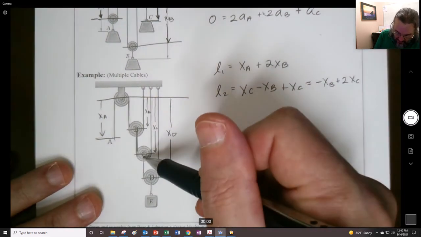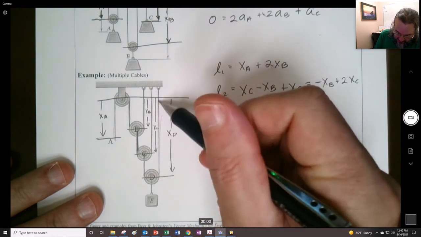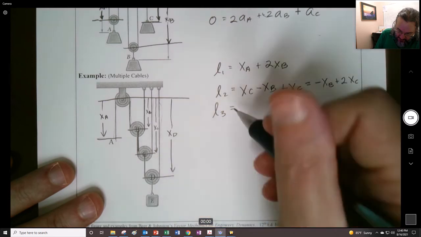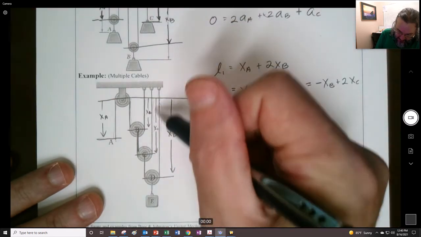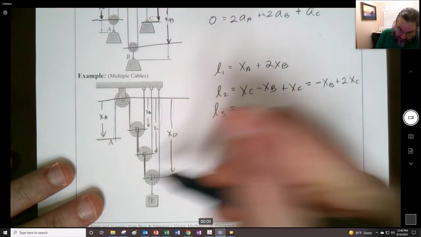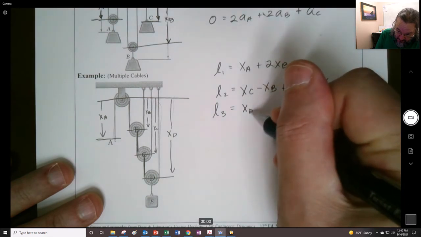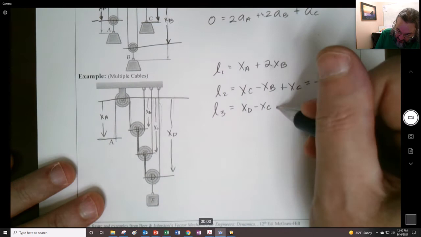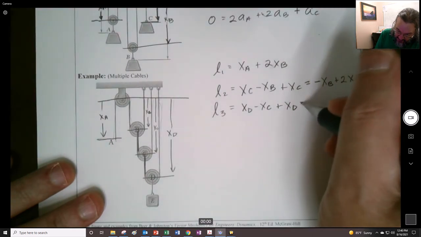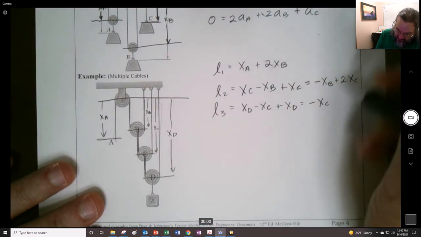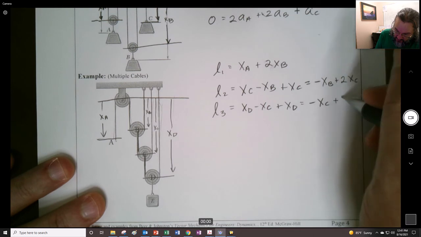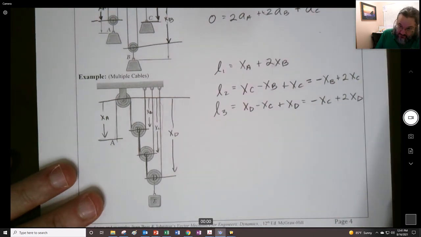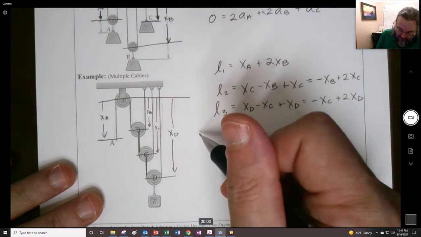Now let's go for the last cable. That's this guy right here, and he's almost identical sort of arrangement. So we're going to say that this is going to be XD minus XC is what that length is. And then this is just going to be plus XD. So we have a negative XC plus 2 times XD. Did I get that right? Yes, I did. Now take the derivatives of them, right?